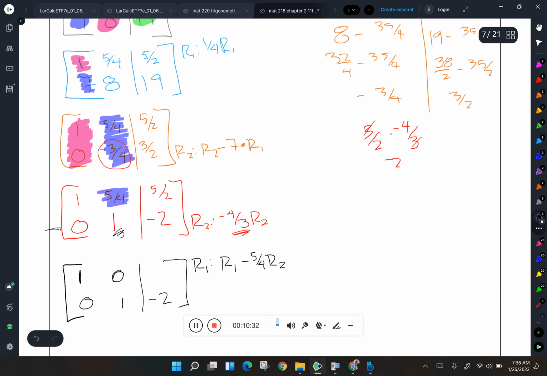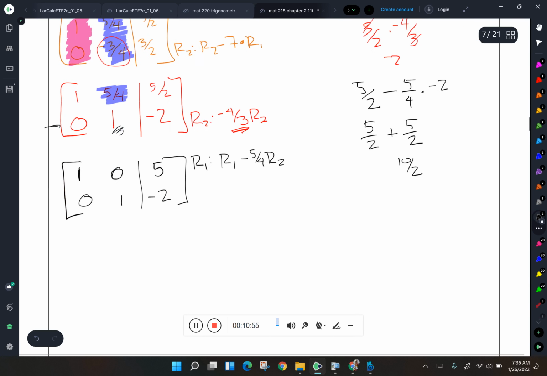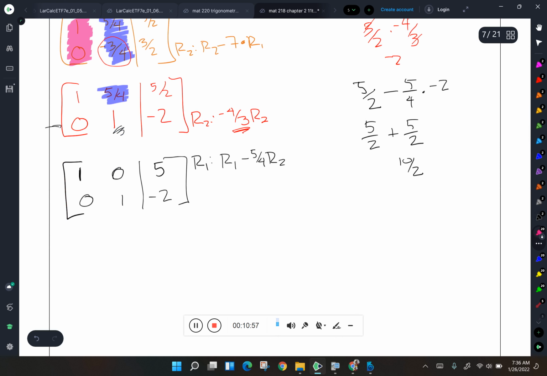minus 5/4 is 0. And now the other one's going to be tricky, so I'll do some scratch work over here to the side. I'm going to have 5/2 minus 5/4 times negative 2. So that's going to be 5/2 plus 5/2. So that's 10/2, but 10/2 is 5. And now I'm done. How do I know I'm done?